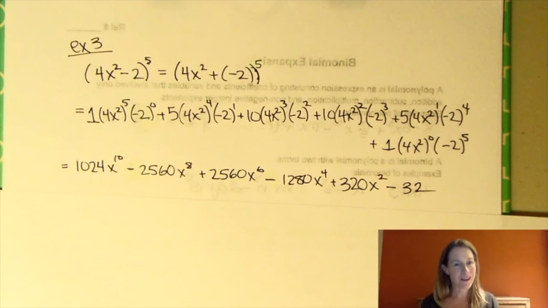If you got that, excellent. That's a tough one. So keep practicing. I know you'll find that this method is way more efficient and less likely to make errors than multiplying 4x squared minus 2 out 5 times. Keep practicing.